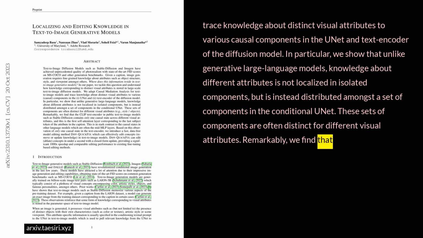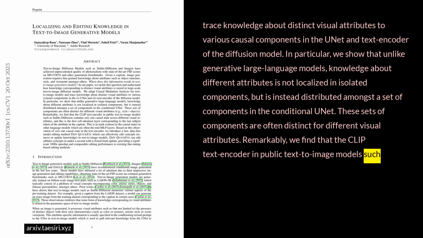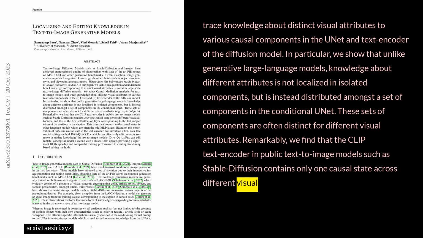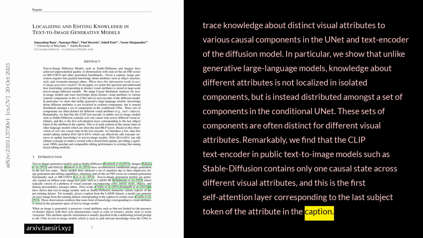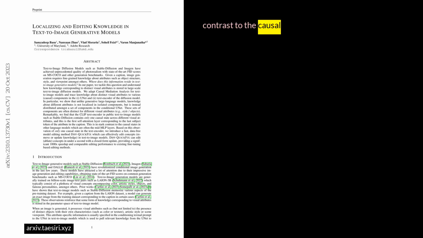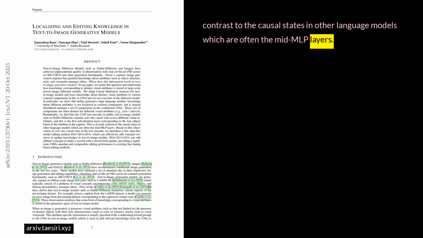Remarkably, we find that the CLIP text encoder in public text-to-image models, such as Stable Diffusion, contains only one causal state across different visual attributes. And this is the first self-attention layer corresponding to the last subject token of the attribute in the caption. This is in stark contrast to the causal states in other language models, which are often the mid-MLP layers.